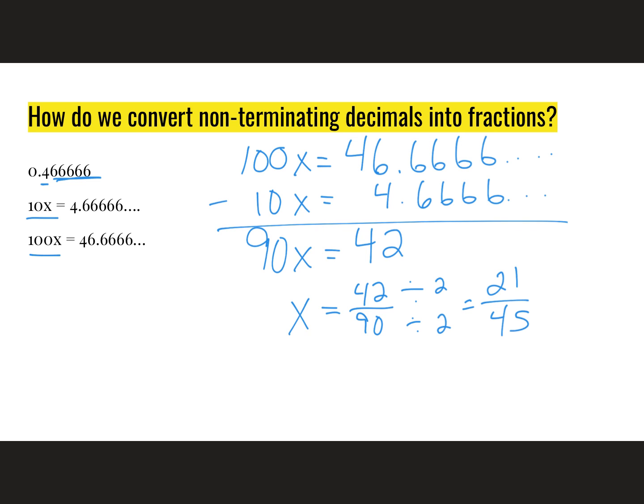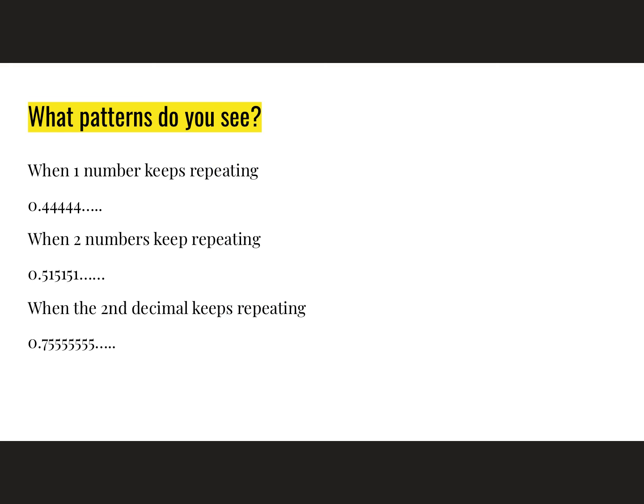So doing that simplification at the end is probably one of the most difficult parts, but that's okay. So what patterns do you see? When one number keeps repeating, we end up with a fraction that's something over 9. When two numbers keep repeating, we end up with a fraction that's over 99. And when the second digit keeps repeating, we end up with something over 90. Okay? So it's not real hard.